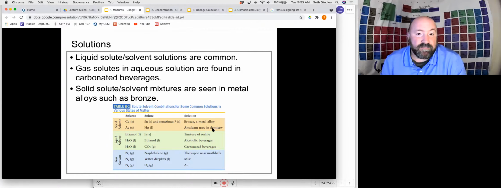Liquid solvents, we have some ethanol with some I2, it's a tincture of iodine. Some water with some ethanol, there's an alcoholic beverage, which I'm sure none of you know anything about. Liquid solvent water with CO2 gas as our solute. Like I said, that's carbonated beverages. And then we have some gas solvents. N2 and naphthalene, that's what you smell when you are near a mothball. A little bit of N2, because that's the primary component of air, with some water droplets in there, mist. N2 with O2, there's the air that we're breathing, like we talked about a second ago.